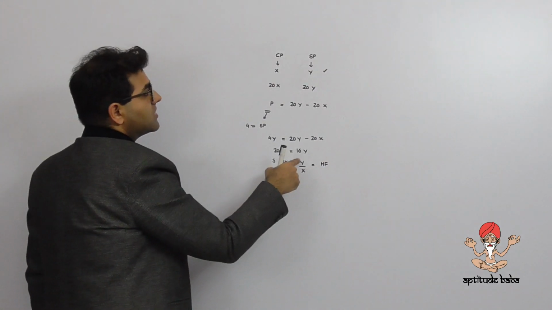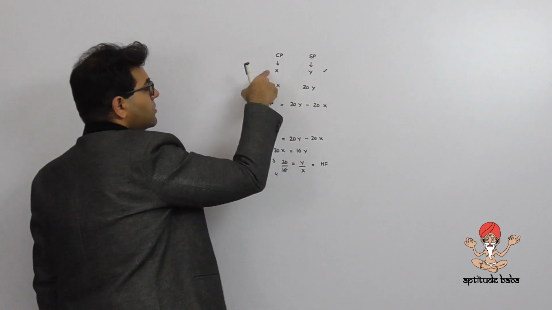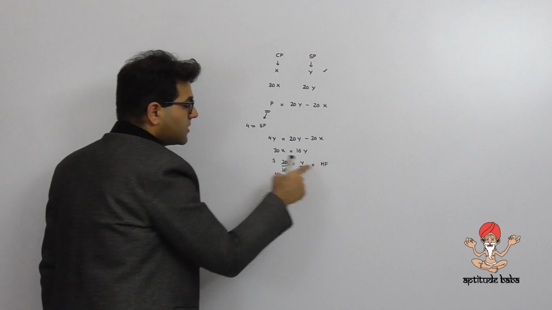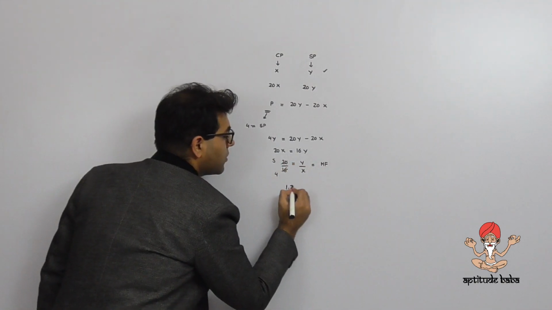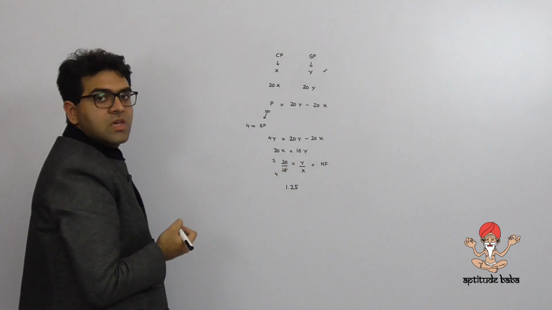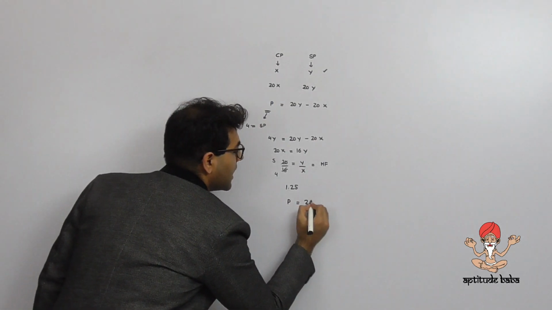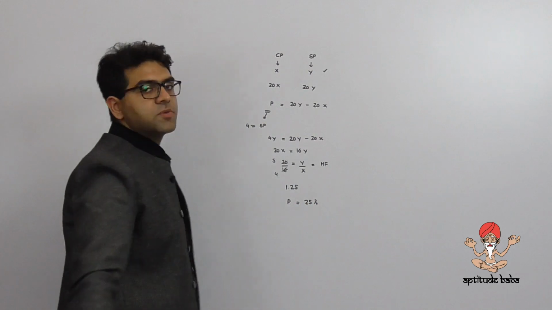After all, what was y? y was the selling price, and what was x? x was the cost price. So y by x is selling price by cost price, which is the multiplying factor, which is 5 by 4 or perhaps 1.25. If your multiplying factor is 1.25, your profit percentage has to be 25%.